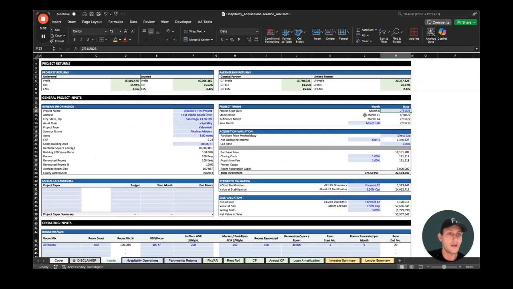Next, we'll go to project timing. In this section, we're able to say when the project starts and then when are we selling the asset.